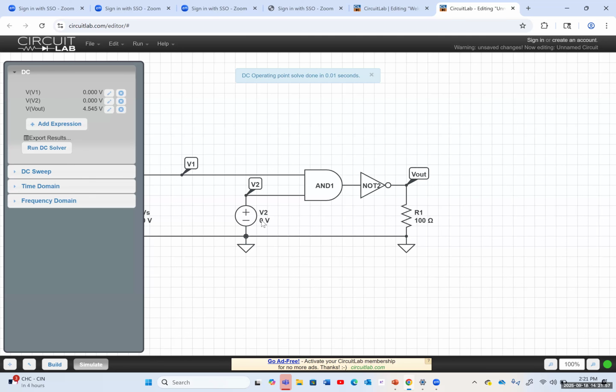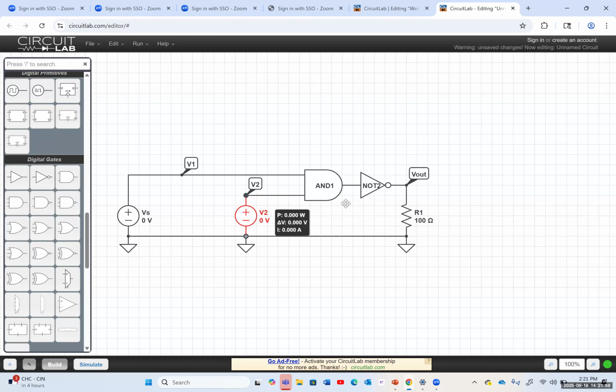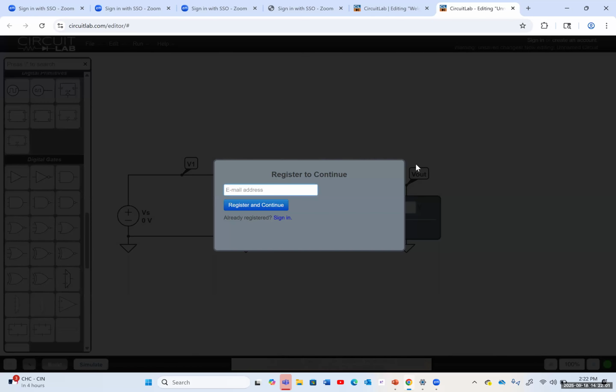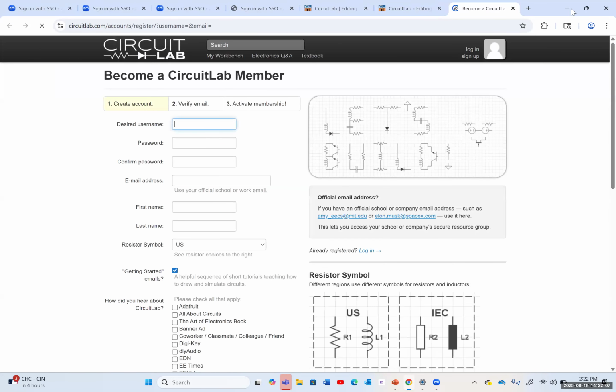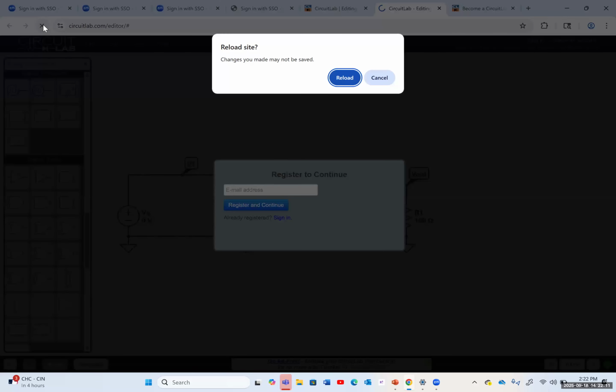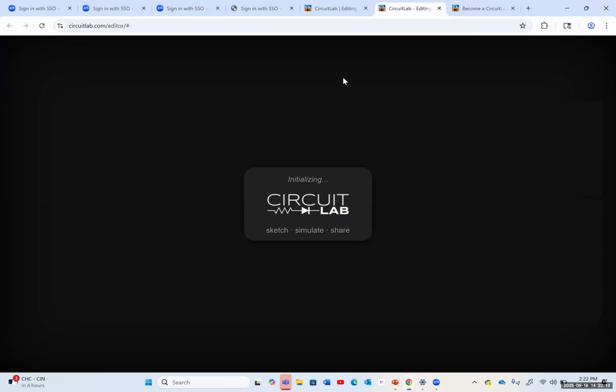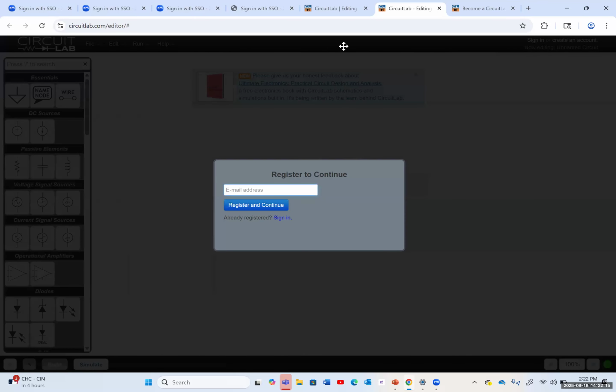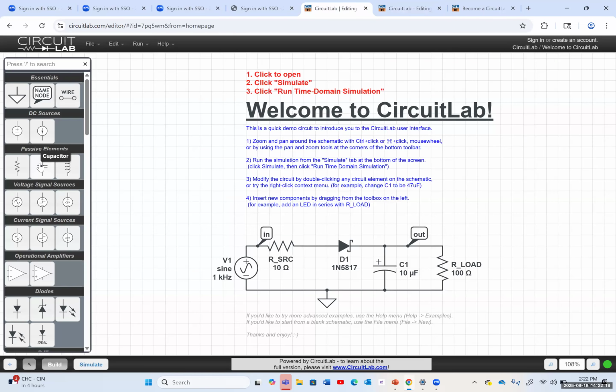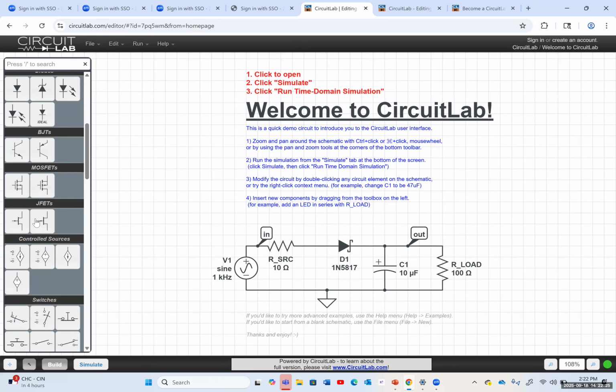Now, if I change this one to 5, now I have to register to continue. I don't want to do that, but you can do that at home. No, it doesn't allow me. So it has a limitation. If you want, you can pay for it, but for the first 20, I think you don't need to pay, or you just need to register, and it's going to be for free.